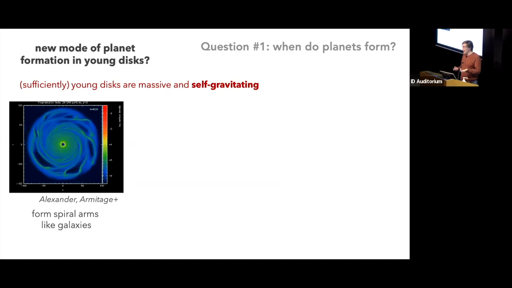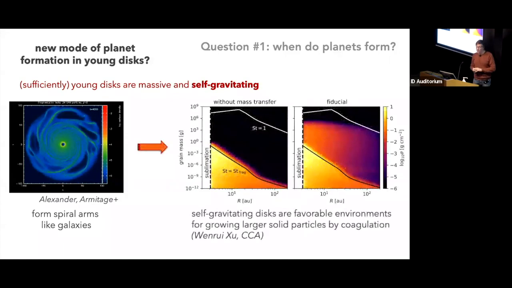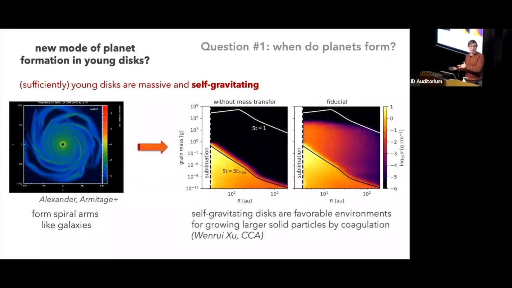So those disks that would be massive would be self-gravitating, in the sense that their dynamics would be controlled not just by the gravity of the star, but also by the gravity of the disk gas itself. That is the situation we also see in galaxies, and it works pretty much the same way. You end up forming spiral arms in the disk. This is a simulation. You form spiral arms. Maybe again, that's what's being seen in some of those images of young protoplanetary disks. And then in those environments, things can work a little bit differently. We've explored some aspects of that, or are exploring some aspects of that now.